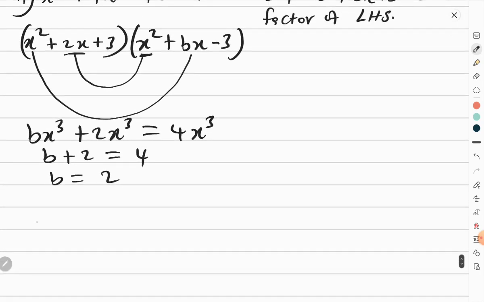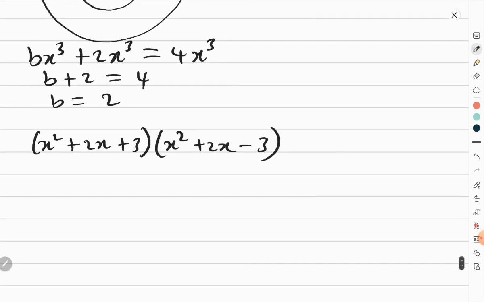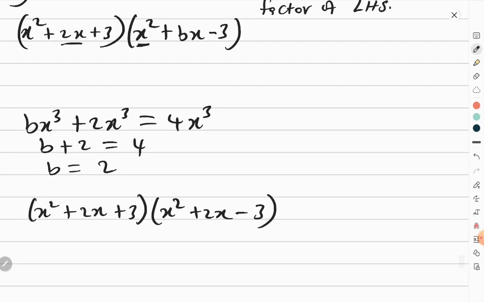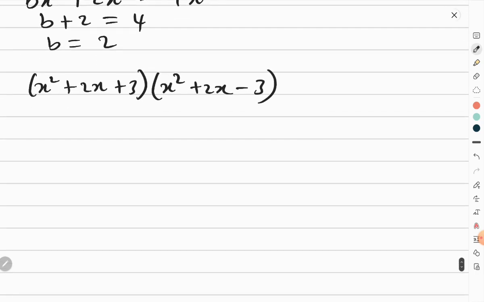So on that note, we basically have x squared plus 2x plus 3, then times x squared plus 2x minus 3. So this is what we have in the place of b. I just substituted b over here so that we can have all these things. And remember, we are looking for the solutions of this. Now, the solutions for this, let's just start with this one.